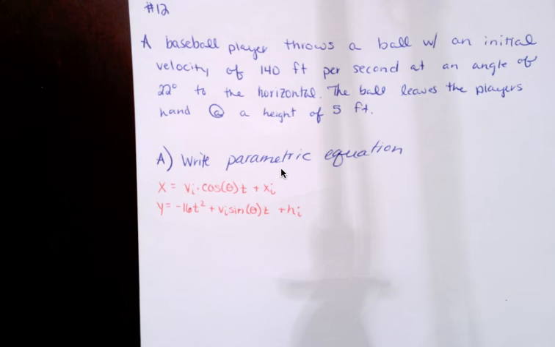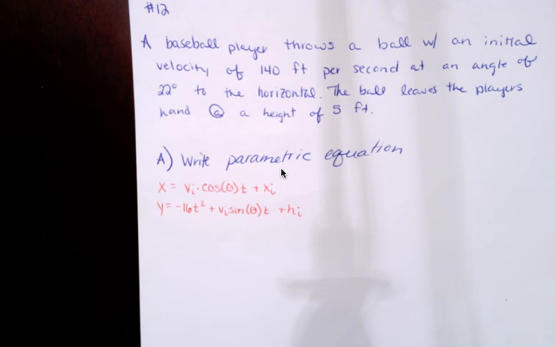This is number 12 on your final review from Chapter 6. It says a baseball player throws a ball with an initial velocity of 140 feet per second at an angle of 22 degrees to the horizontal, and the ball leaves the player's hand at a height of 5 feet. Write the parametric equation.